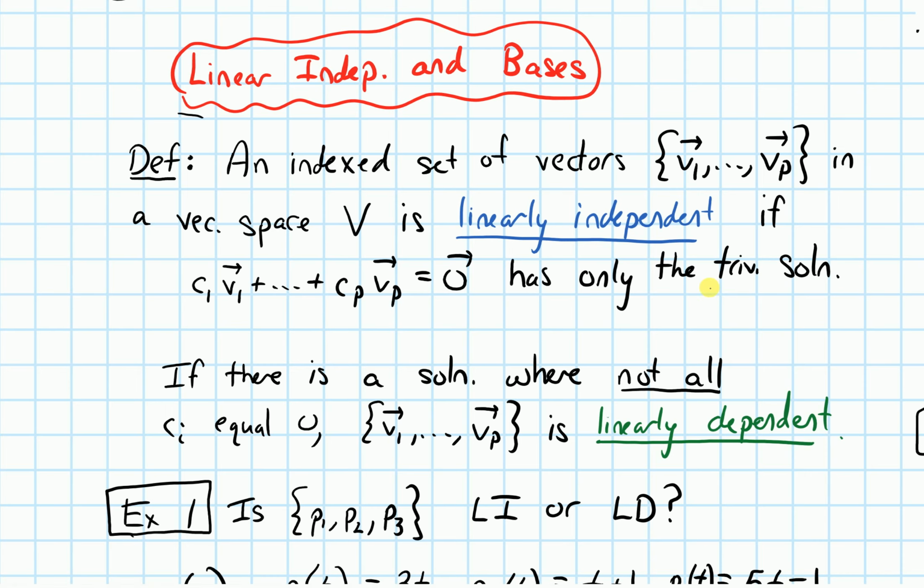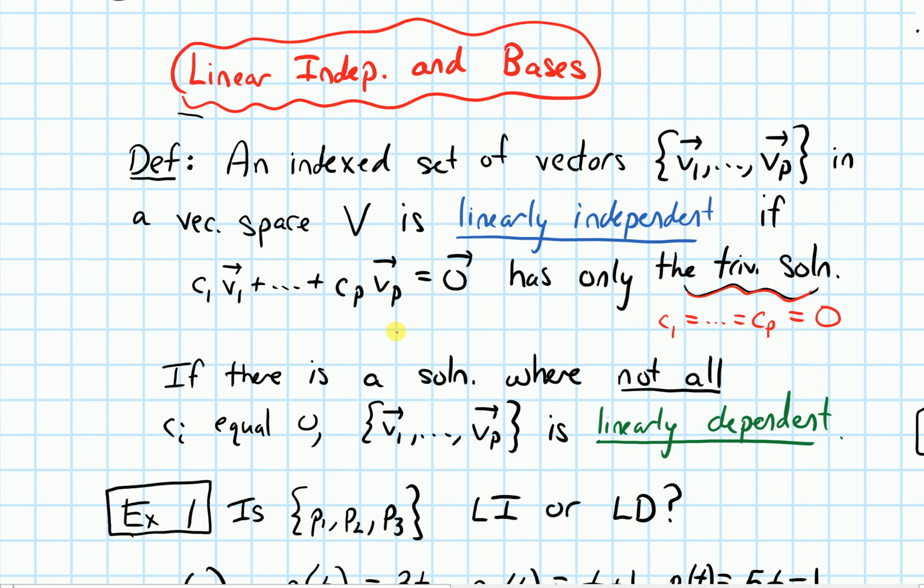So the trivial solution, remember, is when c1 all the way until cp, all of those weights, all of those coefficients equal 0. So that's the only solution to this equation. Then we say our set of vectors is linearly independent. But if there is a solution where not all of the ci's equal 0, then we say that our set of vectors is linearly dependent.